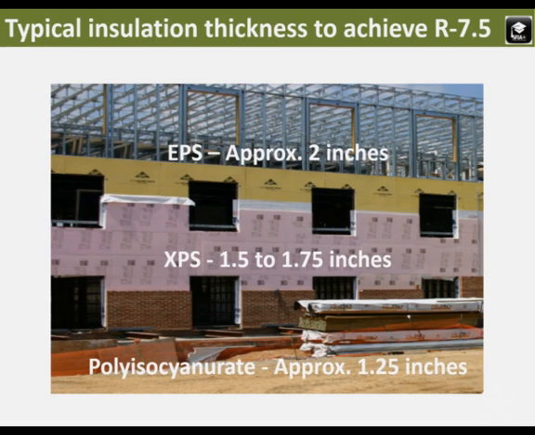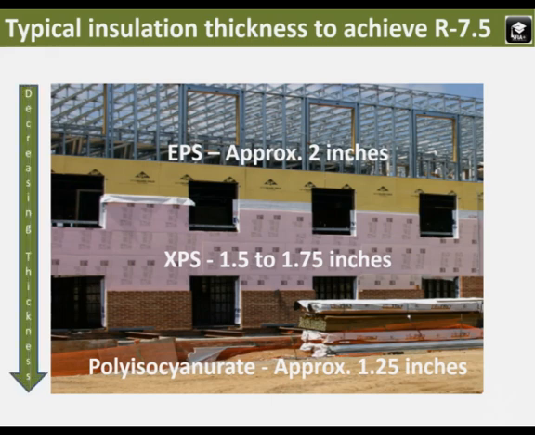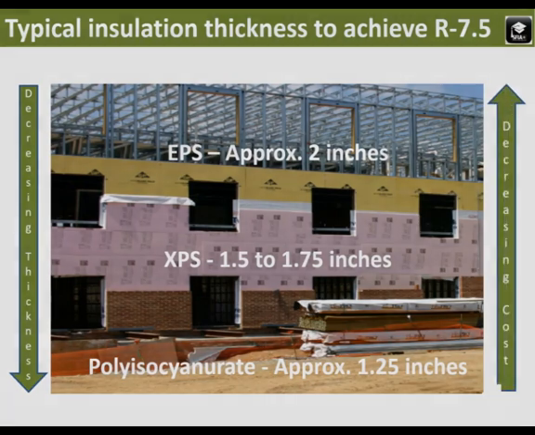Polyisocyanurate would require the thinnest section at about 1.25 inches, but it is also the most expensive of the products. Price and thickness tend to be indirectly proportional.